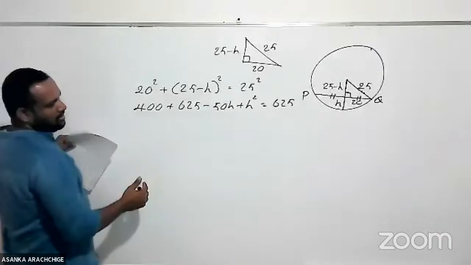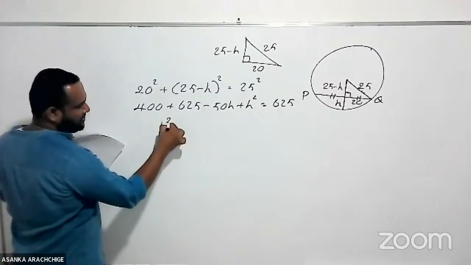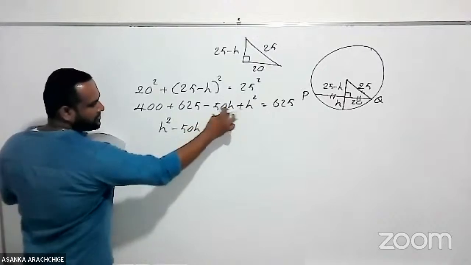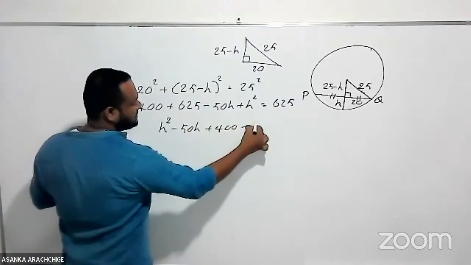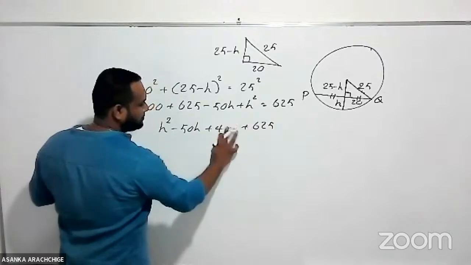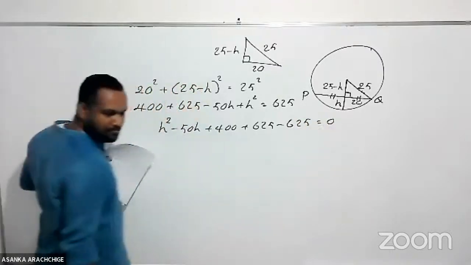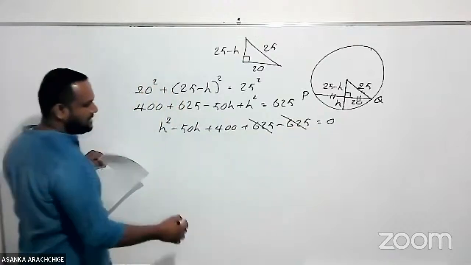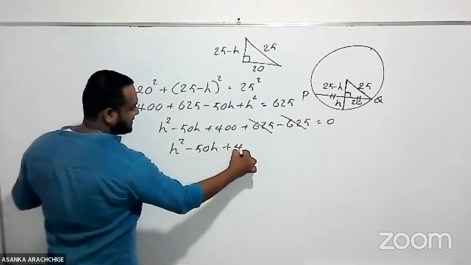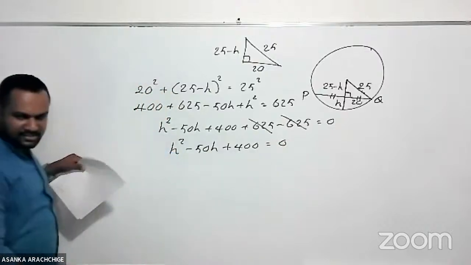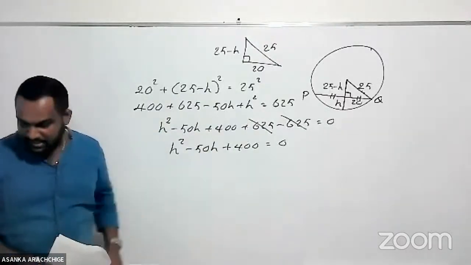Now I take it like this: H squared minus 50H plus 400 plus 625 minus 625 equals 0. Plus and minus 625 can be cancelled. Then H squared minus 50H plus 400 is equal to 0. This is the quadratic equation. Copy it down up to this.